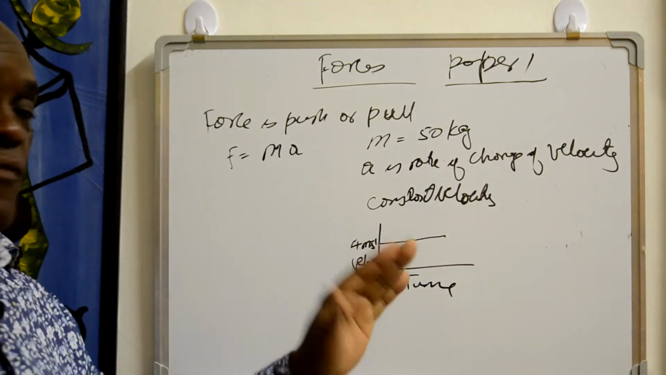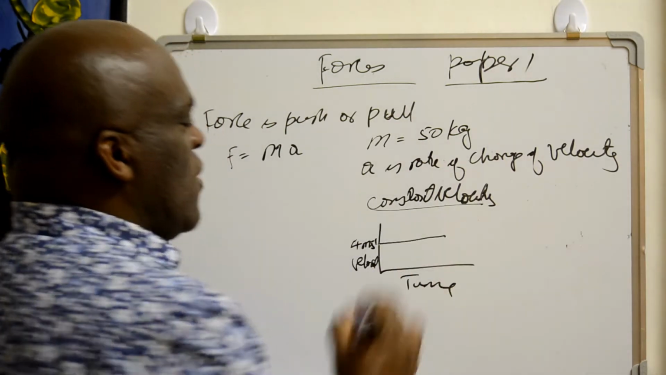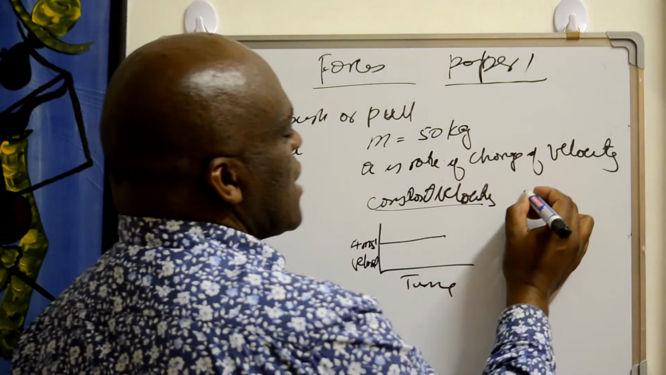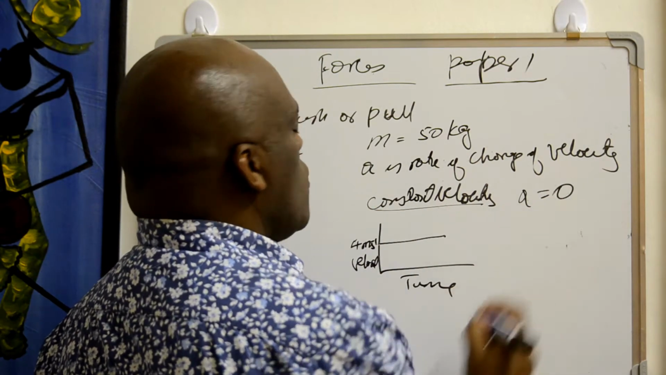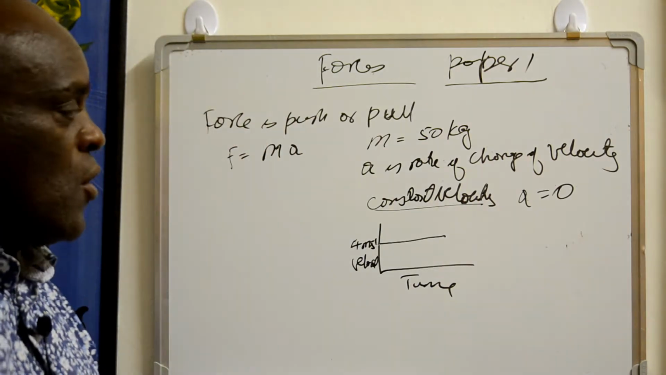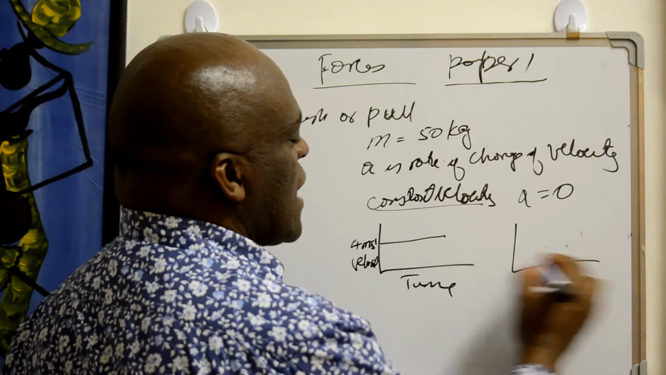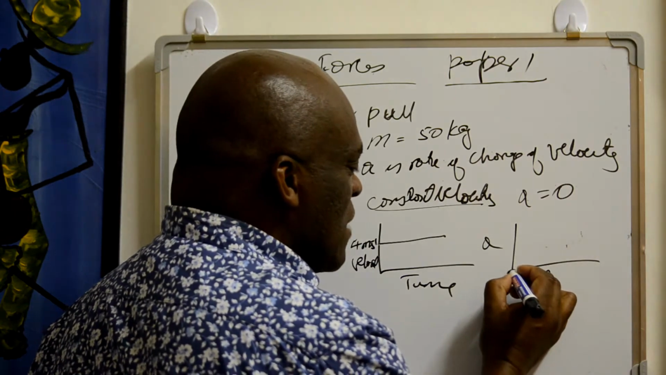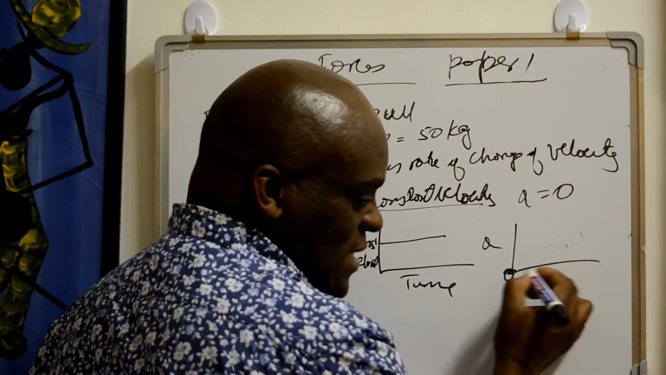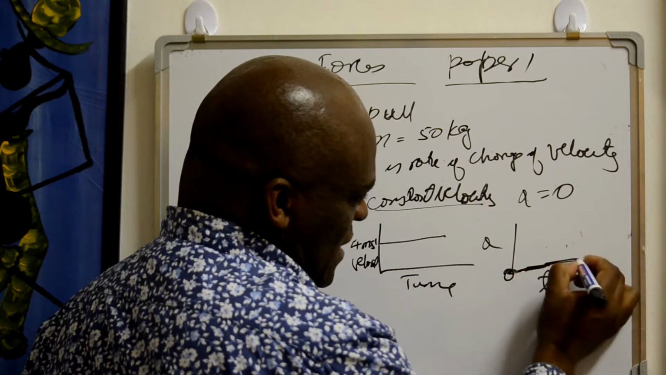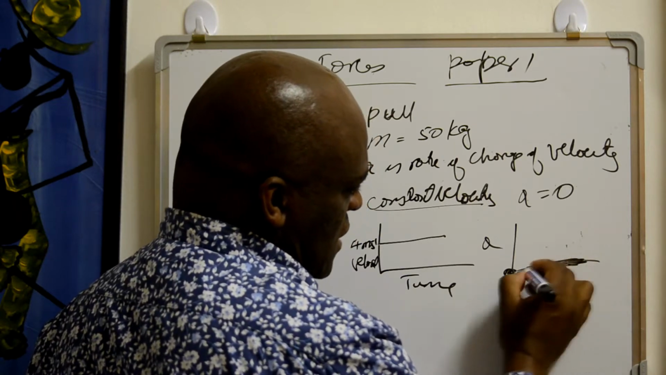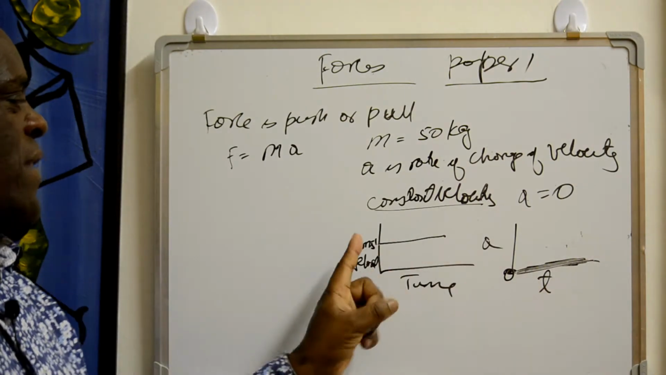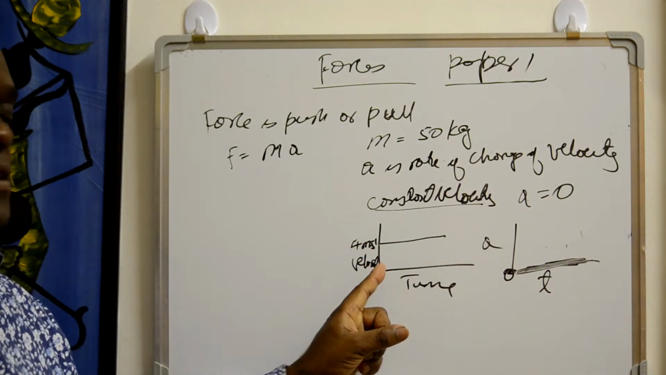So what is the impact of a constant velocity? Constant velocity means in physical science your acceleration a is equal to 0, which means when you plot the graph of acceleration versus time, that graph is exactly on the zero line. That is an acceleration of 0 when the velocity is constant.